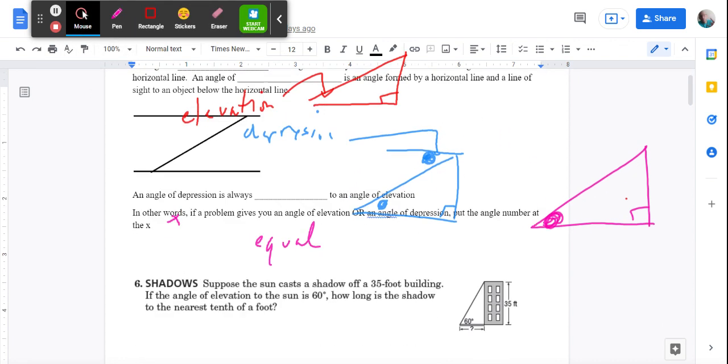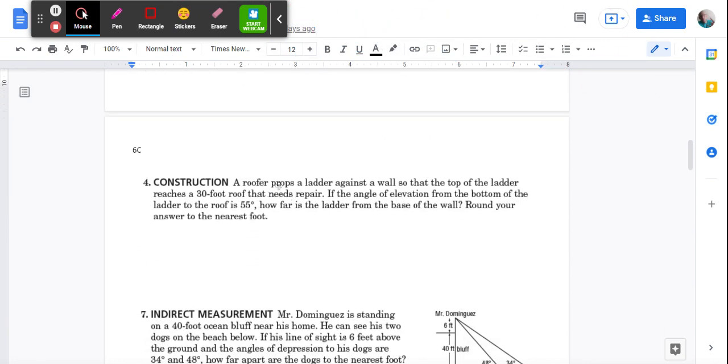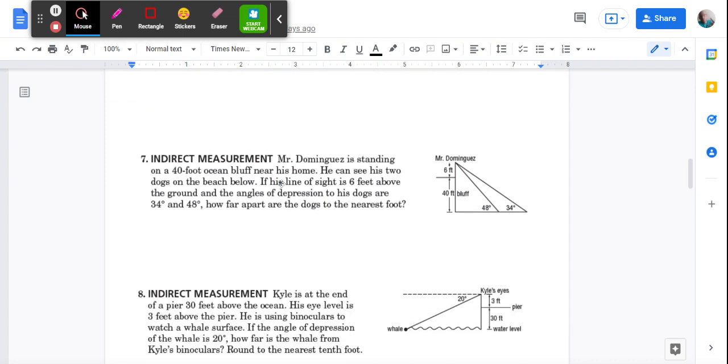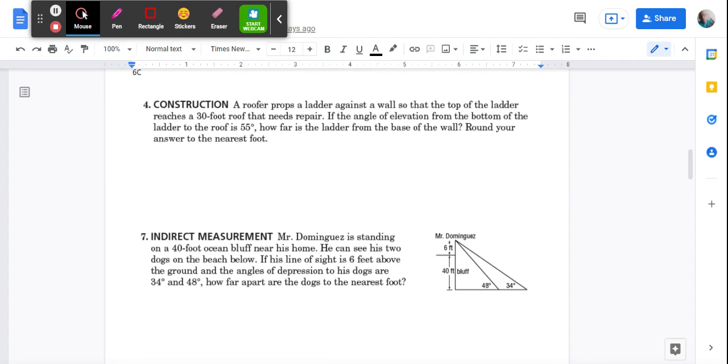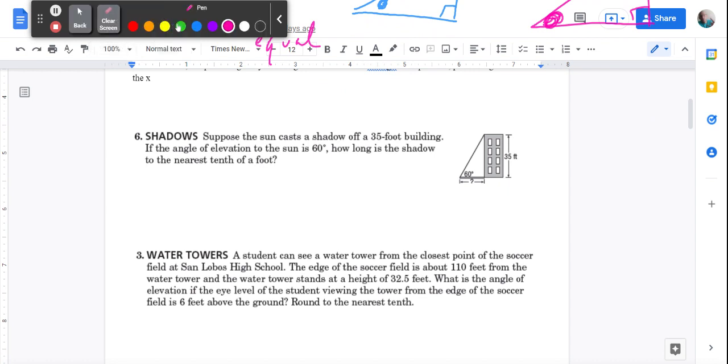I want to go over a few of these word problems to show you how these things look, and then we'll skip through a few. Let's look at number 6. Suppose the sun casts a shadow off a 35-foot building. If the angle of elevation of the sun is 60 degrees, how long is the shadow to the nearest tenth of a foot? Again, we'll draw up a right triangle that looks like this, right angle on the bottom.